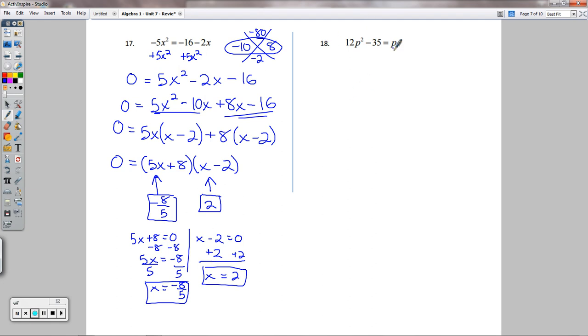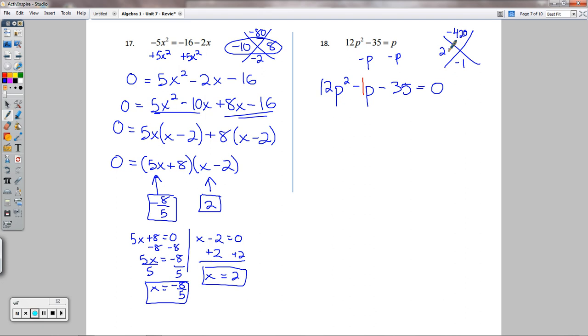And then number 18 looks like we could subtract p from both sides. We'd be left with 12p squared minus p minus 35 equals 0. No GCF there that we can factor out. So you could either go to the quadratic formula or see what would work here. So if you multiply this times this, you're going to get negative 420. And then this is like an invisible 1 right here. So if you want to write that in, for now you could. But what would give you the right combination there?